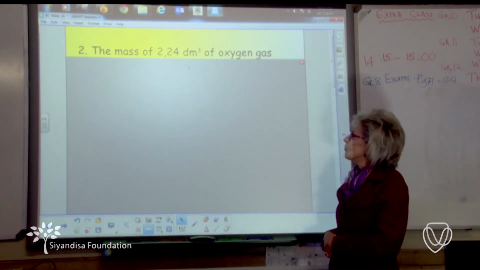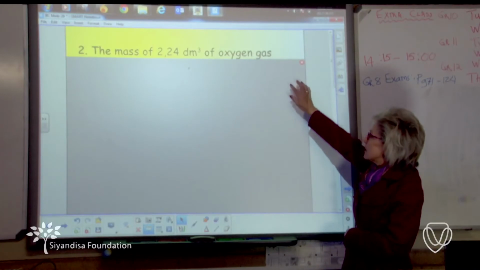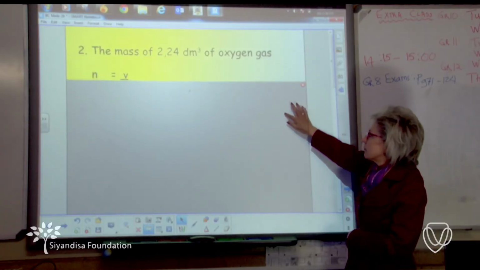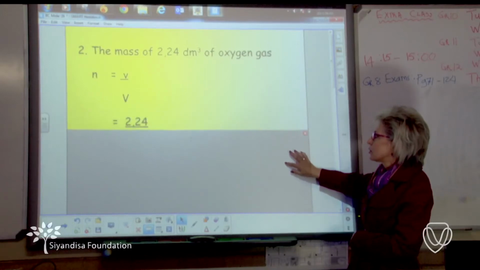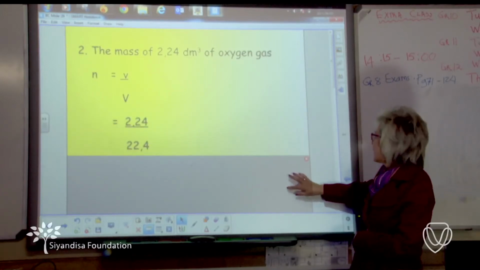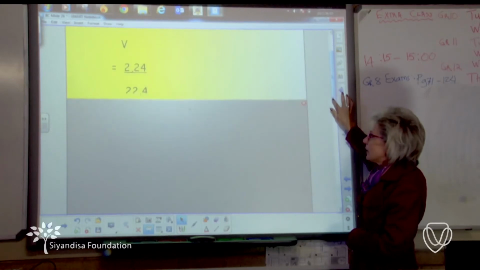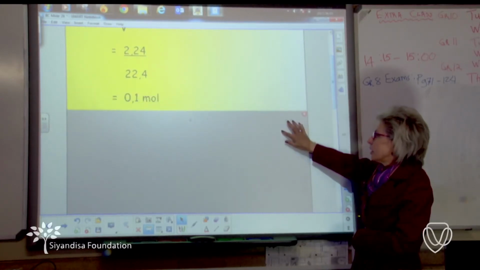This time they ask for mass. So first of all, we need to find mole. Therefore, again, n is V over Vm. We substitute 2,24 divided by 22,4. We get our amount of mole as 0,1.